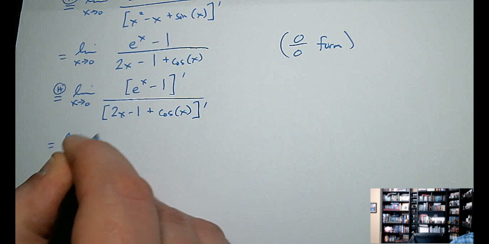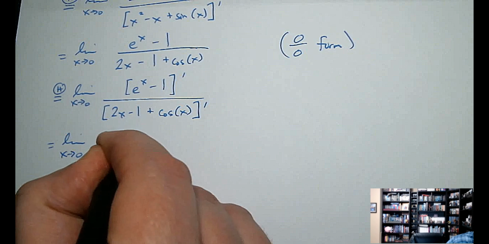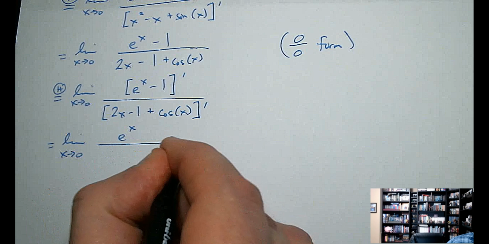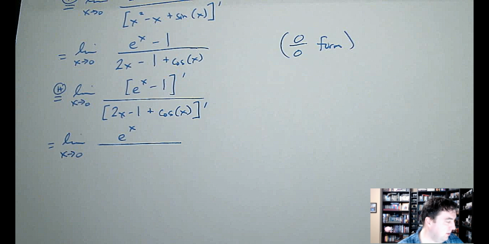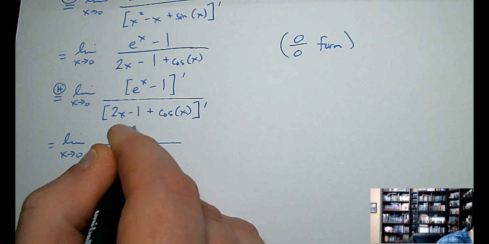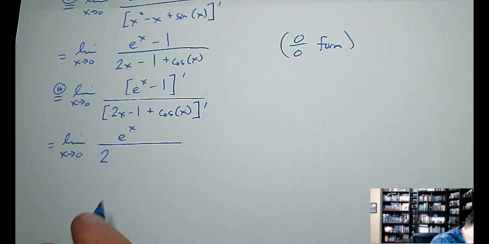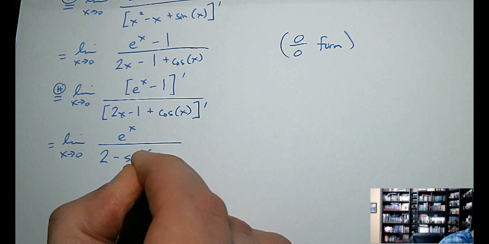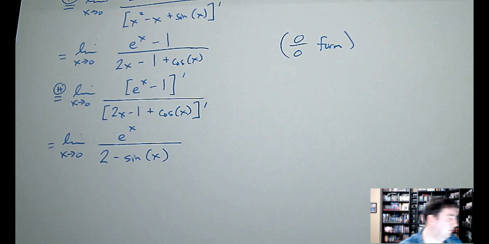So that'll give us the limit of, well, again, the derivative of e to the x is e to the x, and the derivative of minus 1 is just 0, so that just leaves an e to the x in the numerator. And then in the denominator, the derivative of 2x is 2, minus the derivative of 1, which is 0, plus the derivative of cosine x, which is now minus sine x.